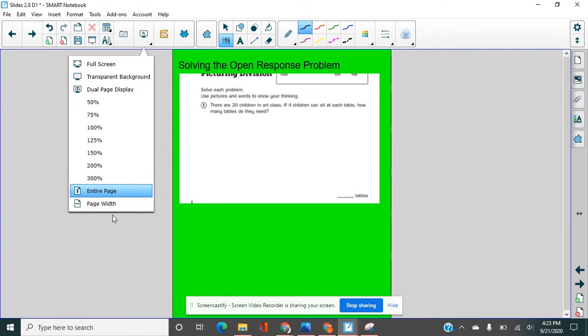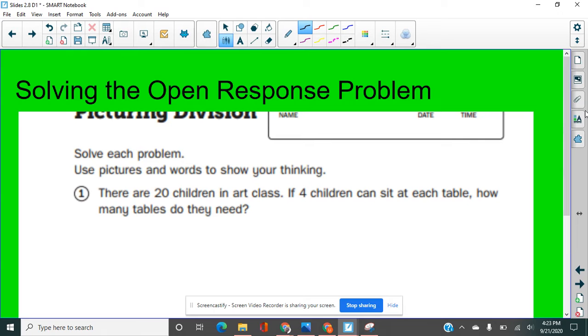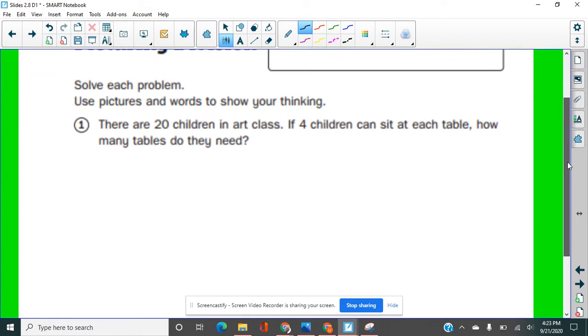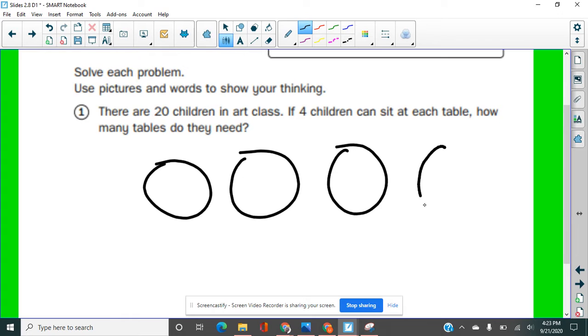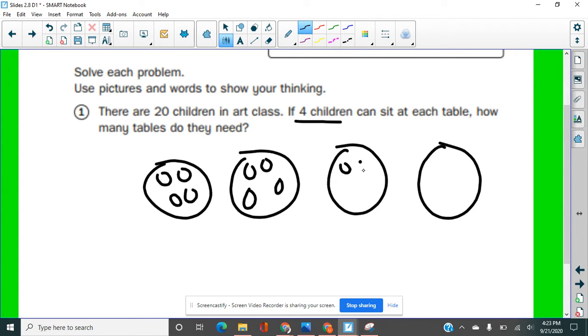So there are 20, can we make this bigger? You sure can. Okay, there are 20 children in art class, and the children are going to sit 4 at a table. So I'm going to draw the tables here. Well, let's see. I don't know how many I'm going to need yet. I'm going to put 4 children at each one. 1, 2, 3, 4. 1, 2, 3, 4. These are beautiful children. Can you see? 2, 3, 4. Let's see. I did 4 plus 4 is 8. Plus 4 more is 12. So I need more.